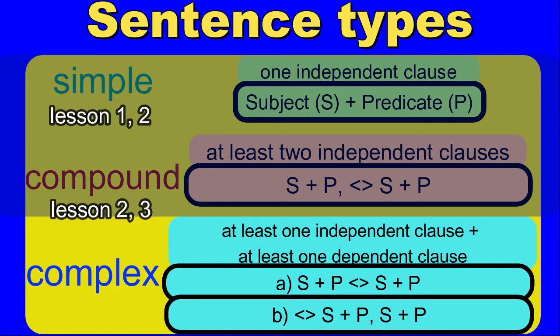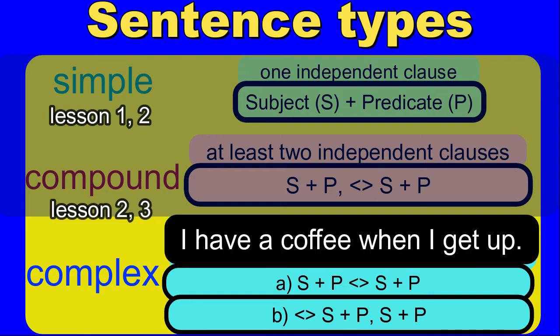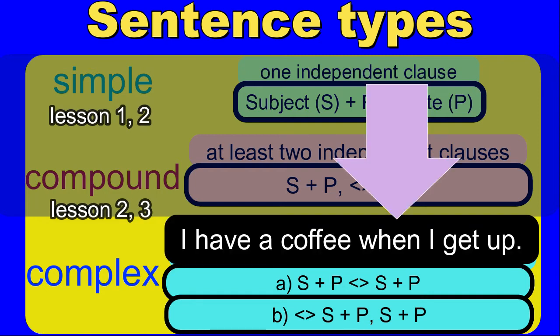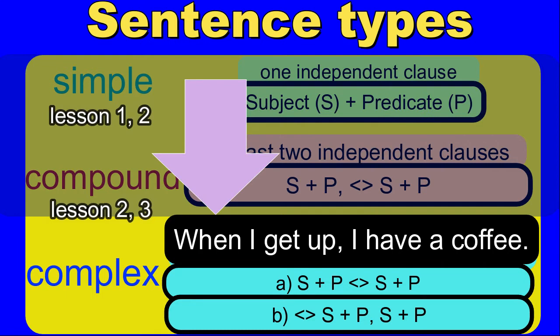You can see that there are actually 2 possible ways to write complex sentences. One way, you have the conjunction in the middle. The other way, you have the conjunction at the beginning. But I think we should look at this in more detail now.